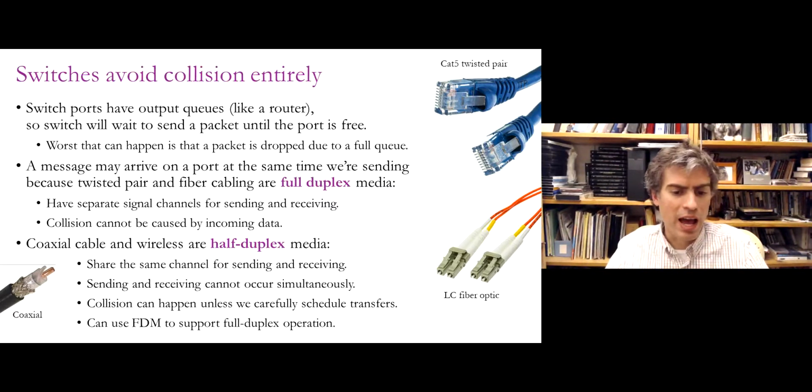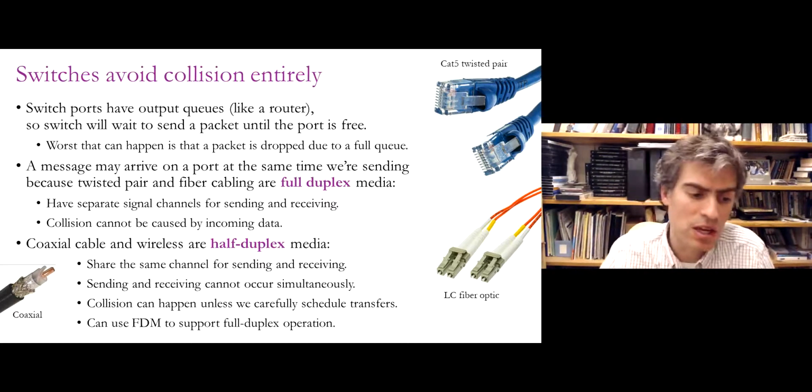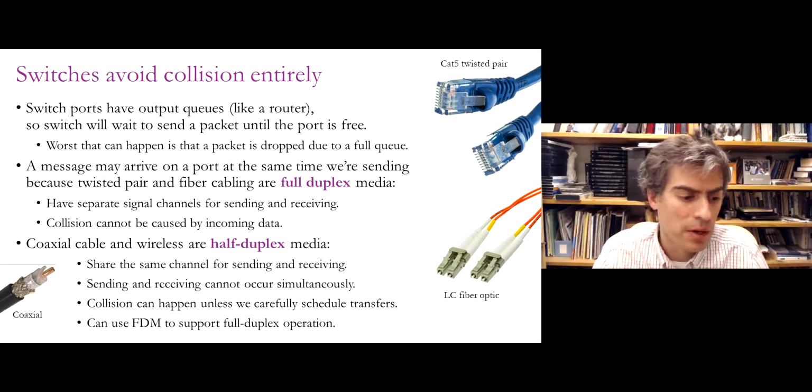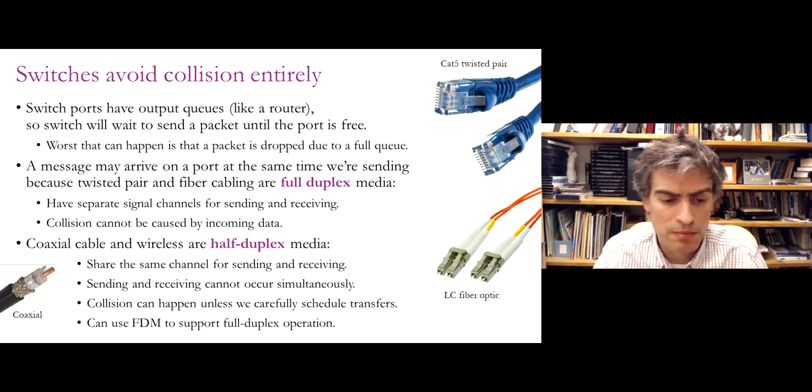Coax and wireless are half duplex media. Half duplex is the term we use when sending blocks receiving. Of course, if that's the case, you can use frequency division multiplexing to create multiple virtual channels, so you can send at the same time as you receive. But in general, with a half duplex media, you have to implement some kind of media access control to avoid collision.